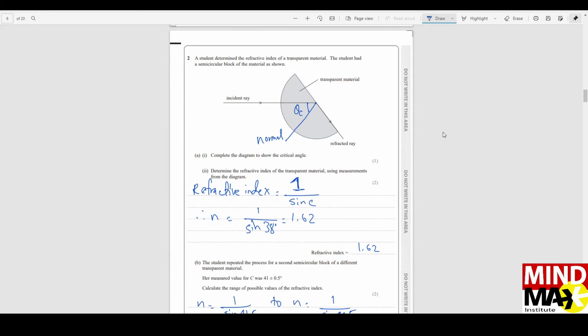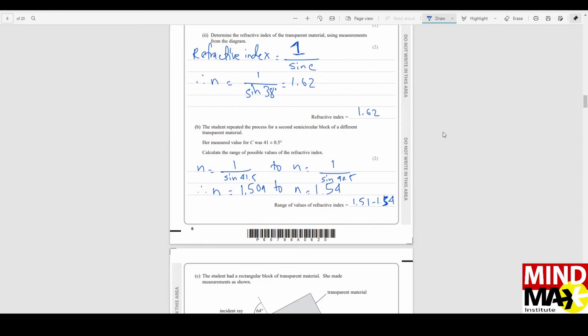That's the first part. Then the second part is finding the refractive index of the glass, or rather the transparent material. So if we want to find the refractive index, we have to use 1 by sine c, and we found the critical angle using a protractor, which came to 38 degrees. So this is the answer we got. Then calculate the range of possible values of the refractive index.